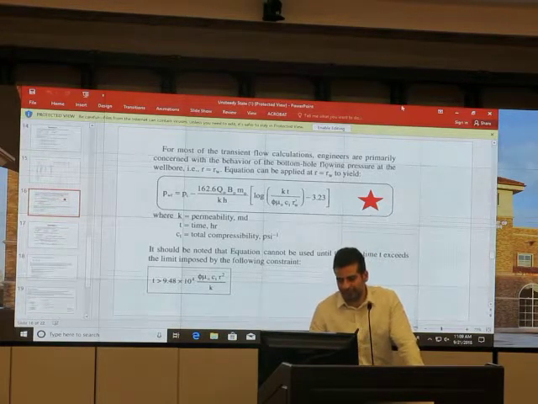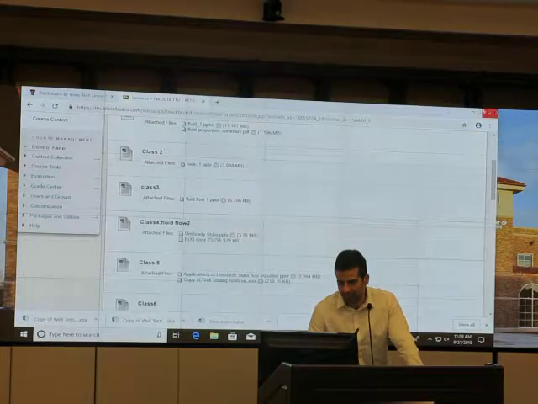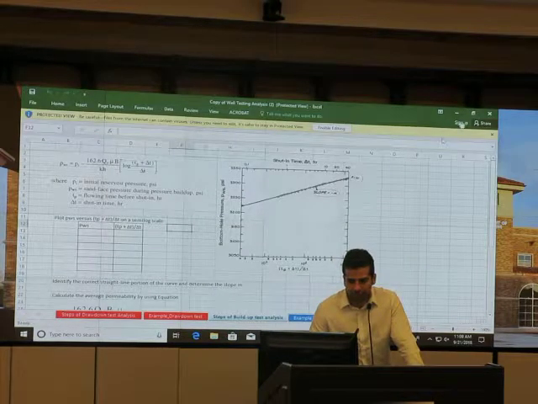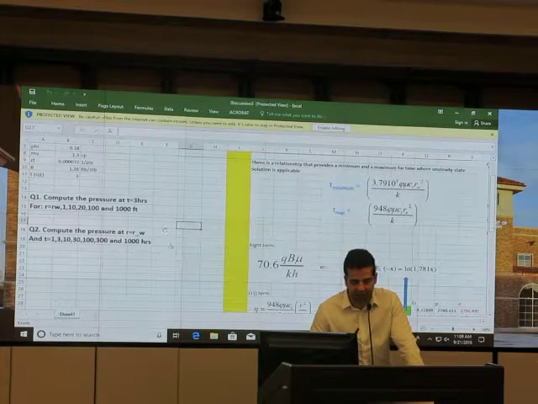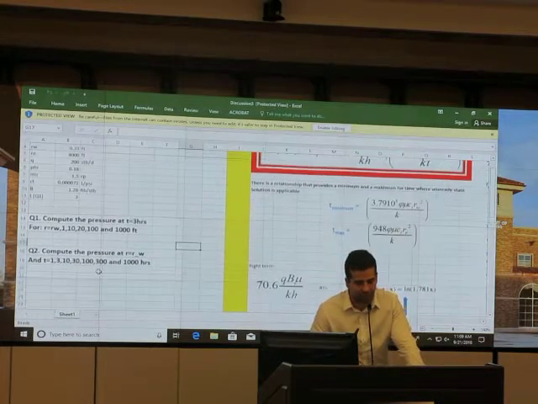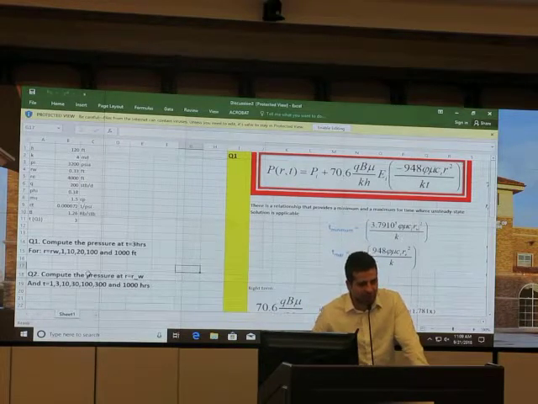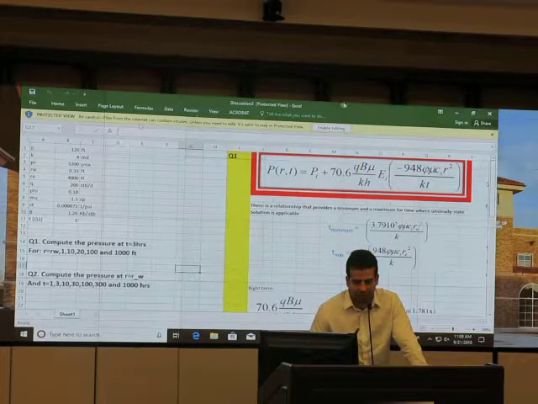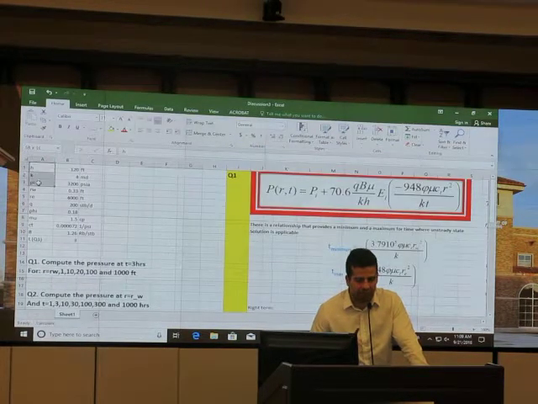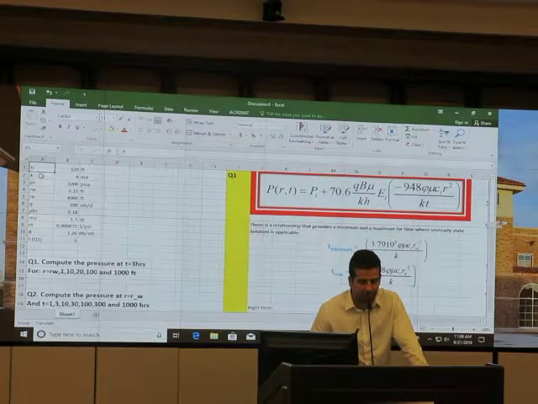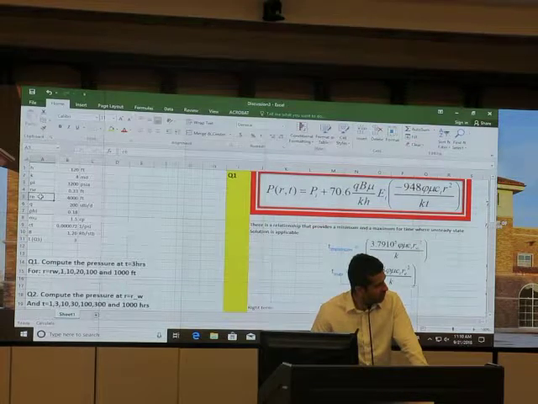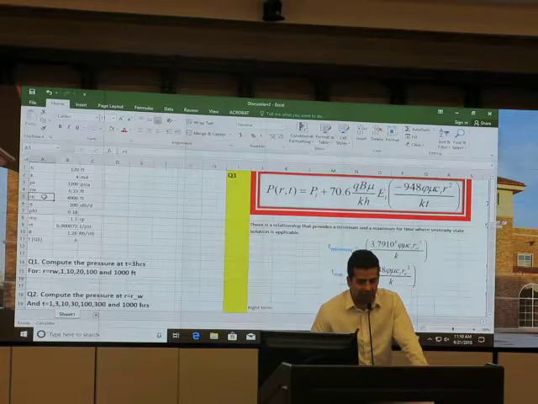Okay, so let's continue. Please open up the Discussion 3 Excel file under the discussion folder in Blackboard. So let's talk about the problem that we have here. In this problem, we have certain information about the reservoir, which is the thickness of the reservoir, the permeability, initial pressure, RW, and RE. What is RE? Yeah, radius of drainage area.